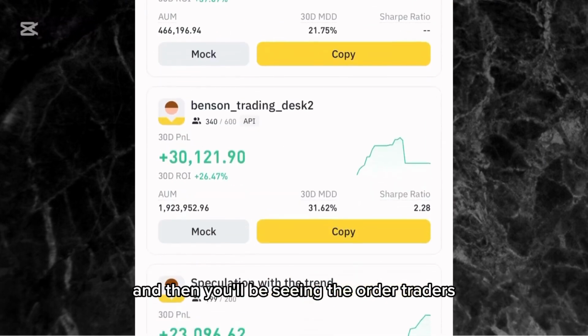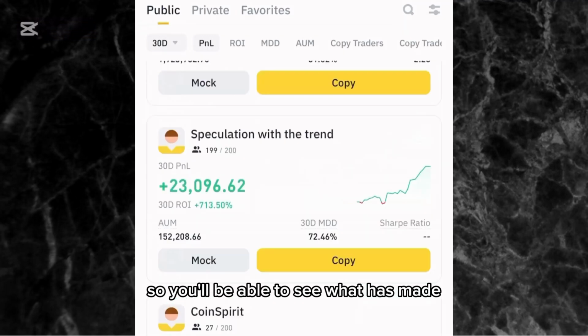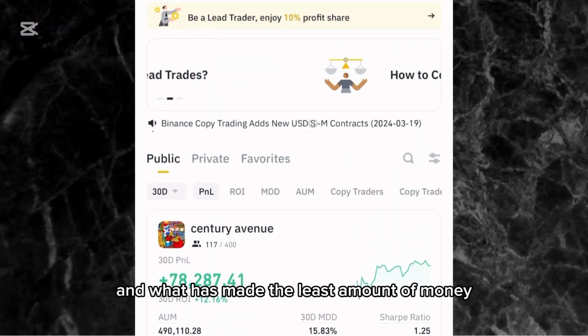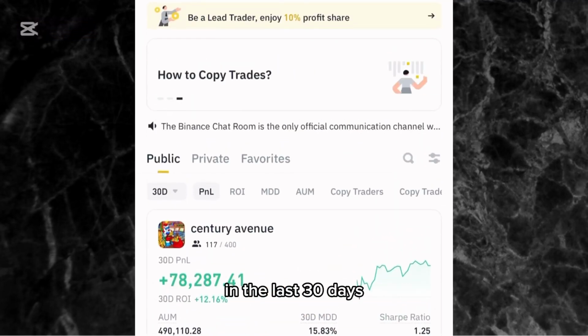And then you'll be seeing the other traders right there. There are a lot. So you'll be able to see who has made the highest amount of money and who has made the lowest amount of money in the last 30 days.